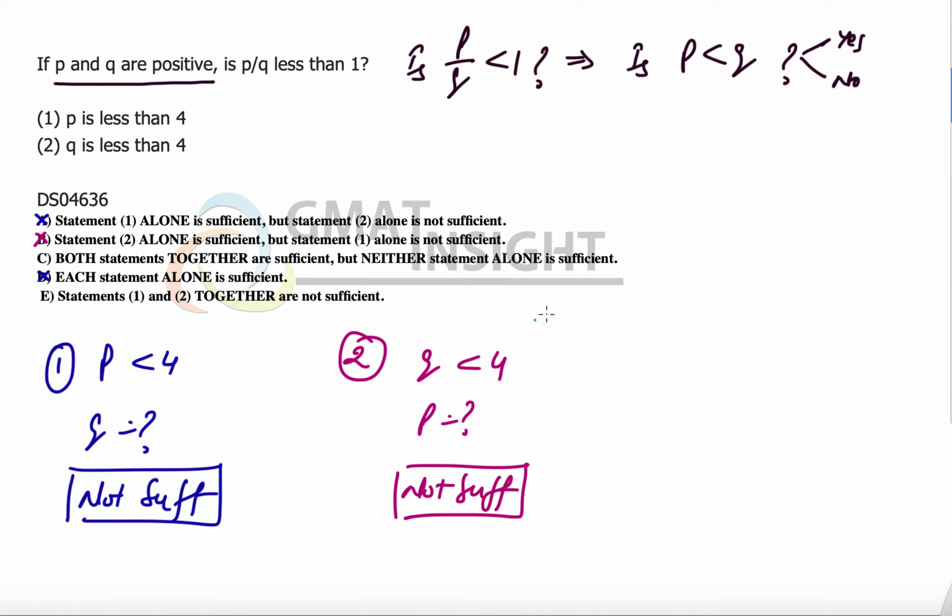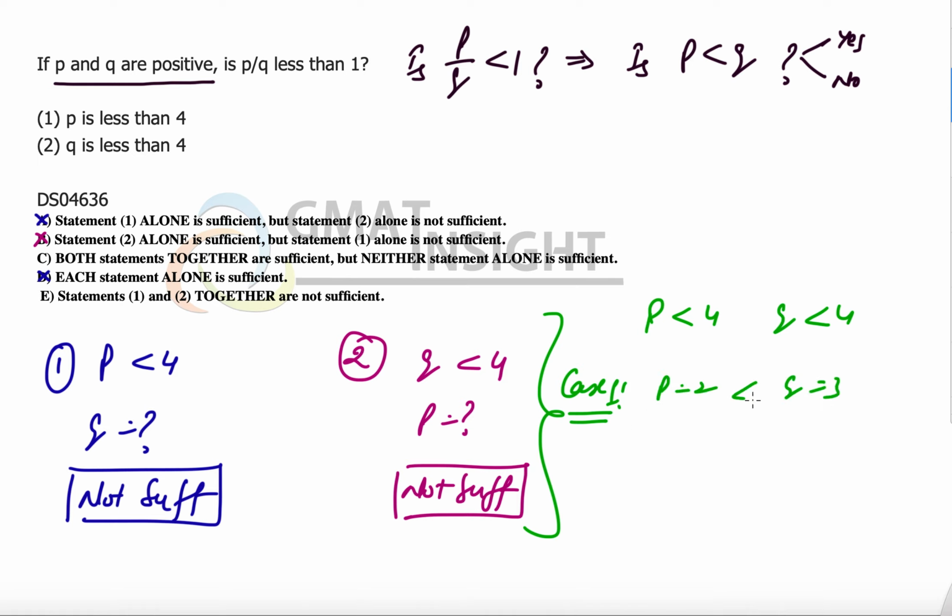Now the third step is combining the two statements. Now we know P is less than 4 and we also know that Q is less than 4. So there can be different scenarios. For example, case 1 can be when P is equal to 2 and Q is equal to 3. In that case, P is less than Q, and the answer to the question will be yes.